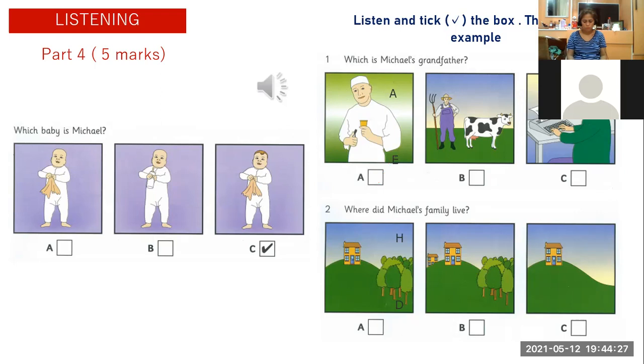2. Where did Michael's family live? Look at this one. This is where we lived when you were a baby. Was that our house on the top of the hill? Yes, it was lovely. You could see for a long way. Were there no other houses near us? No. There was a big forest near our house. It was so quiet. But you were a noisy baby.